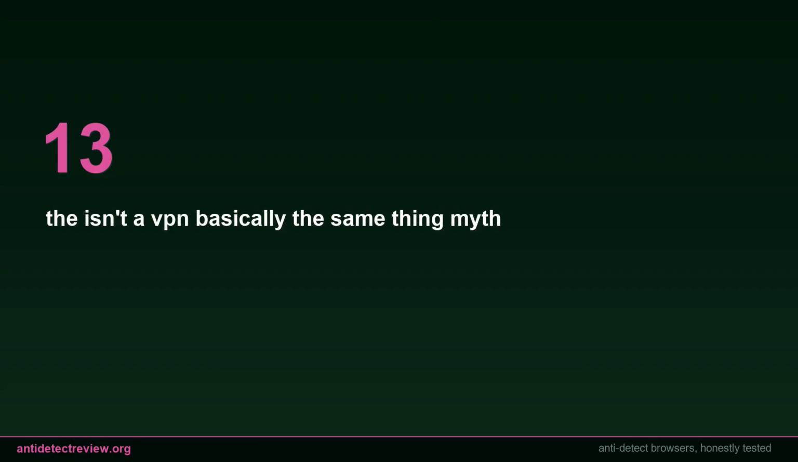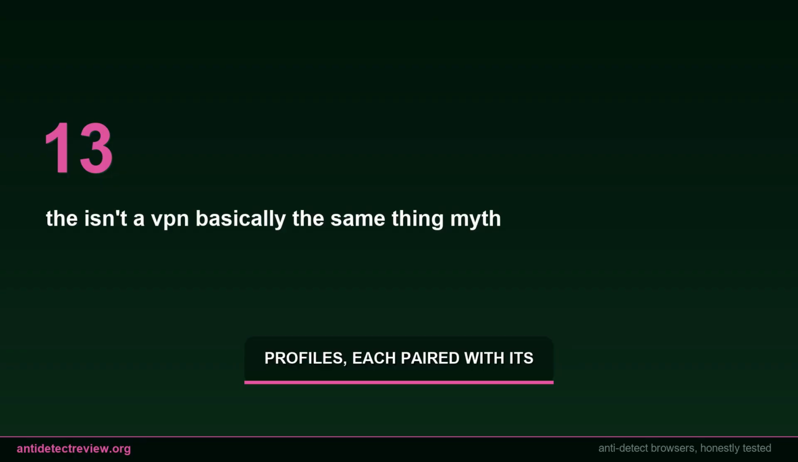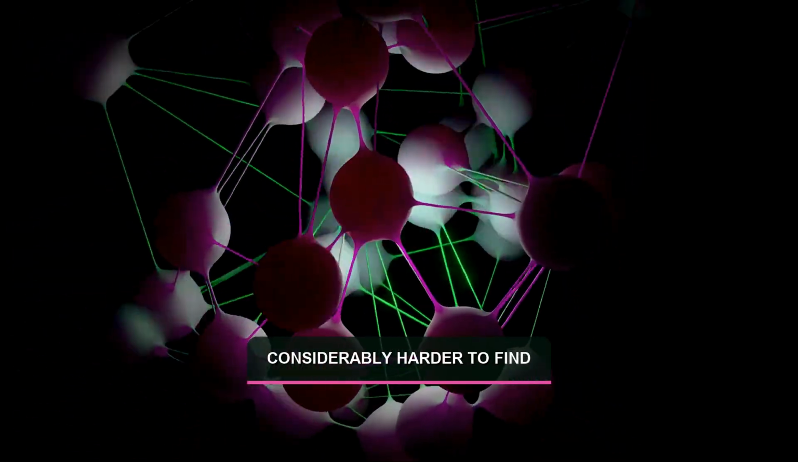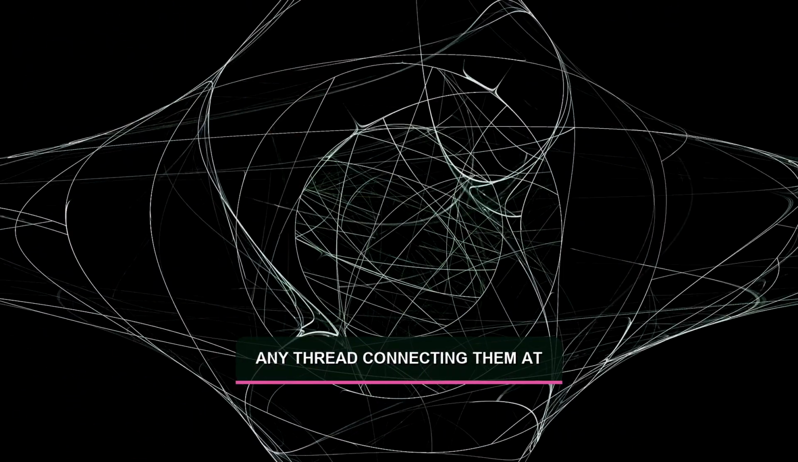Third, 3 separate Antidetect profiles, each paired with its own dedicated proxy. Now the fingerprint differs across all 3, and the IP differs across all 3, and the site has to work considerably harder to find any thread connecting them at all.